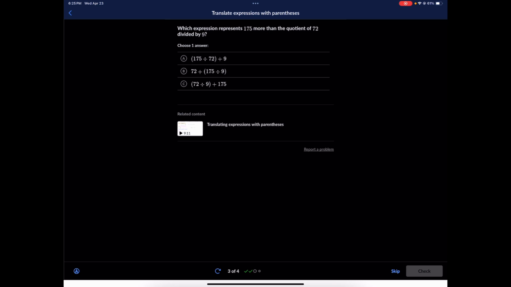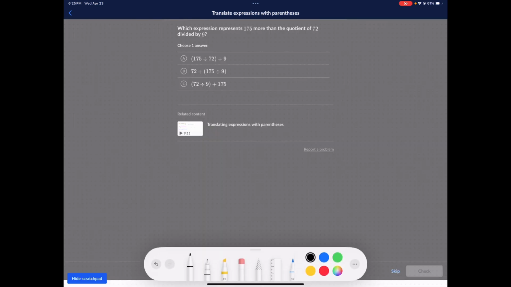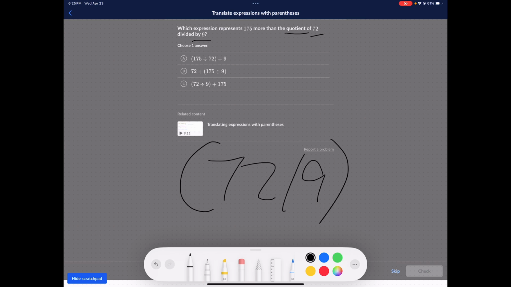Okay, next question, not the last one. Which expression represents 175 more than the quotient of 72 divided by 9? So let's see, we got the quotient of 72 divided by 9, so I know that 72 and 9 must be connected in some way. So it has to be parentheses or even just together.